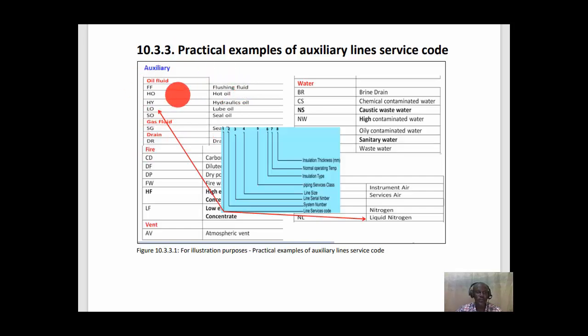Here we have the FF as the flushing fluid, then we can also have the LO as a loop oil. Then we can have the SO as our seal oil. We can have BRO, for example, as brine drain as our line service code for auxiliary fluid. This is again just for illustration purpose.